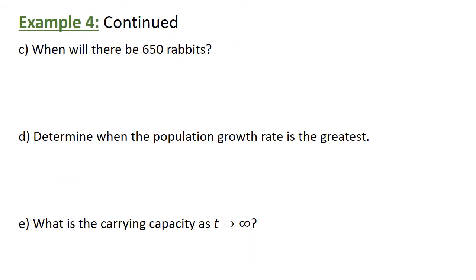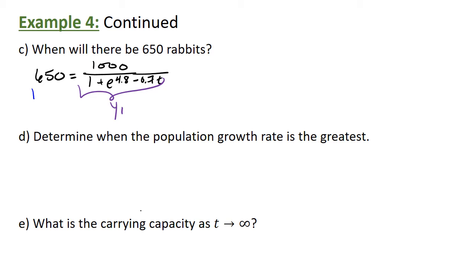In part C, we want to know when there will be 650 rabbits. So we can solve this graphically. And the way we can solve that is we can write our function in the following way. And what we want to do is we should already have this graphed in y1. So then what we can do is graph this in y2 and simply find the intersection.